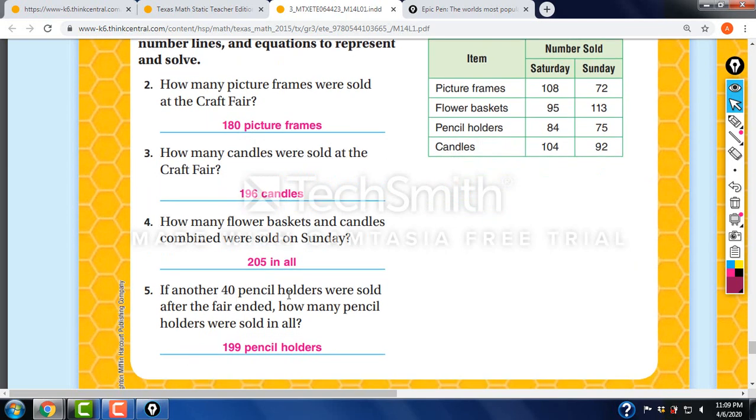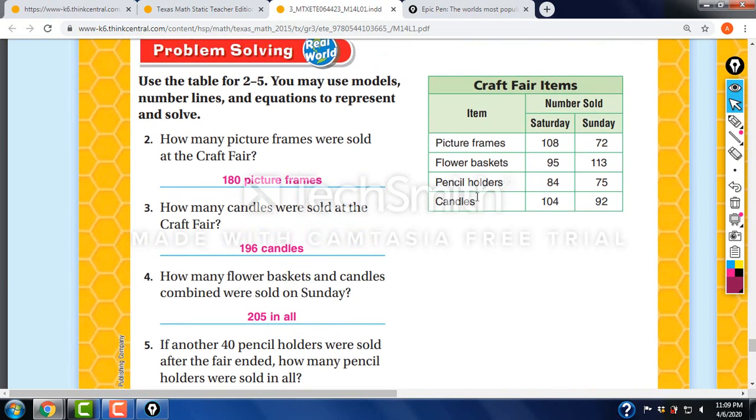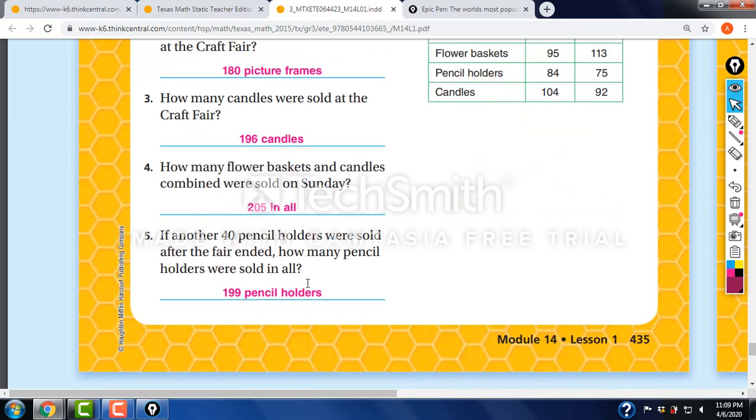If another 40 pencil holders were sold after the fair ended, how many pencil holders were sold in all? You have to add these two, and once you get the sum, you will have to add the 40, because they're asking you to add 40 more. Your answer should have been 199.